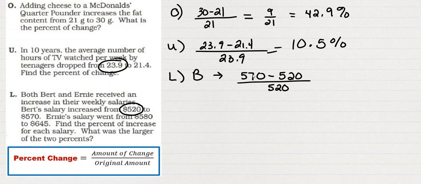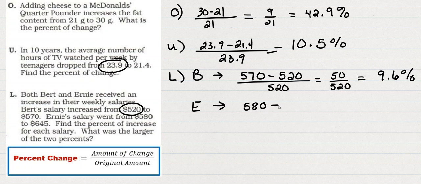So when I subtract, I'm going to do $570 minus $520, just so I don't have to mess with the negative. But if you did the $520 minus $570, that'd be okay. Also, just ignore the negative. So it looks like his raise is $50. And if I divide that 50 by his starting salary, the $520, I can see that he has an increase of 9.6%. And then Ernie, on the other hand, his salary went from $580 up to $645.